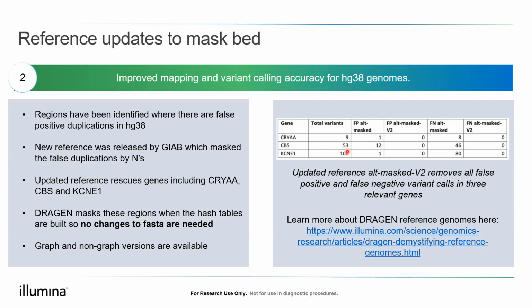Here is just some benchmarking you can see. These are the 3 genes that were updated. They were expected to have these variants. For the alt mask file that was in our previous version, you can see that we are identifying false positives as well as false negatives. Once we corrected the bed file with these recommended corrections, you can see that we have cleaned up the FP plus FN. So again, it's fairly easy to update by simply updating the bed file versus having to update the FASTA.